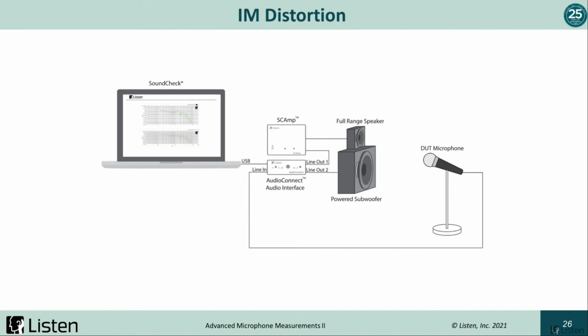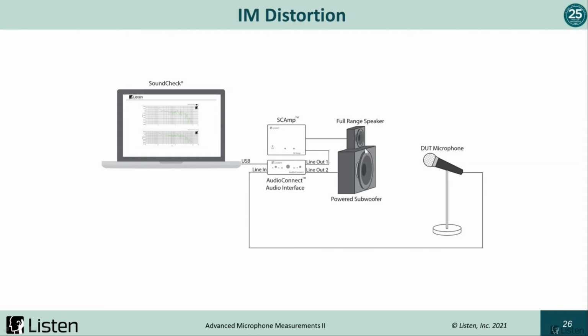We have our SoundCheck PC. We have an amplifier to power our full range speaker. We have an Audio Connect interface, and this assumes a powered subwoofer, so we have a line output to the powered subwoofer, we have a line out to the SC amp powering the full range speaker, and then we have our microphone under test out here in front of the speaker array.